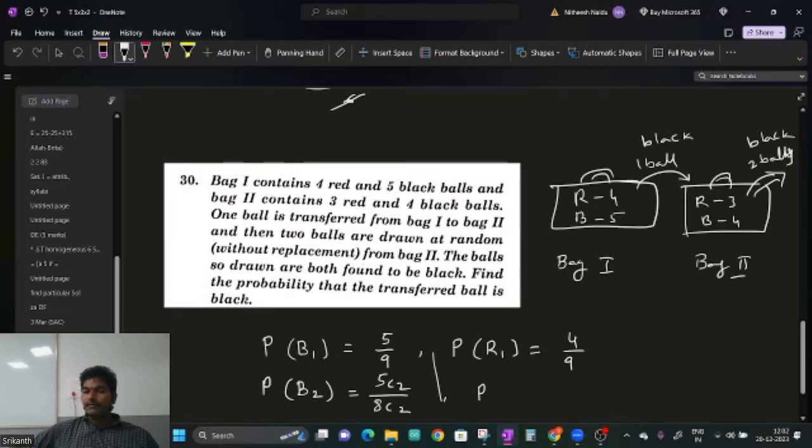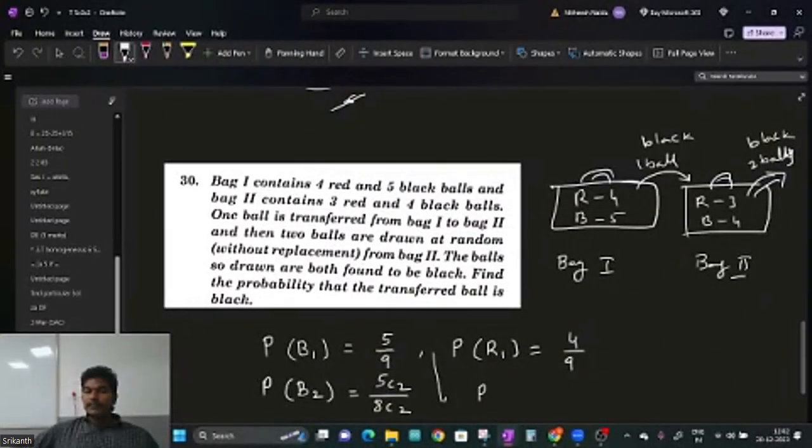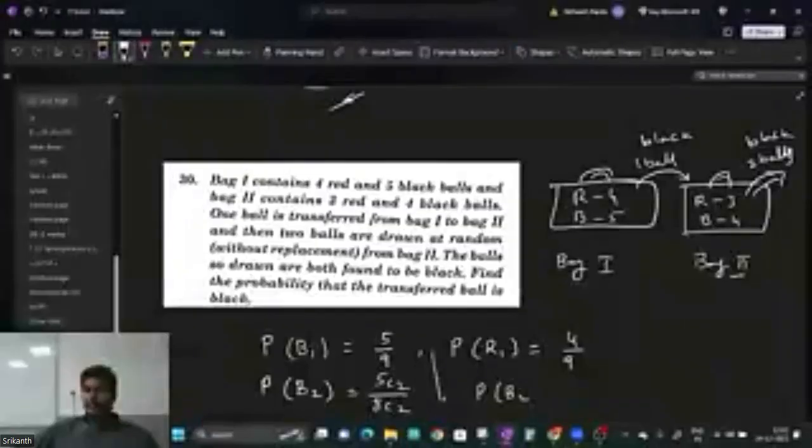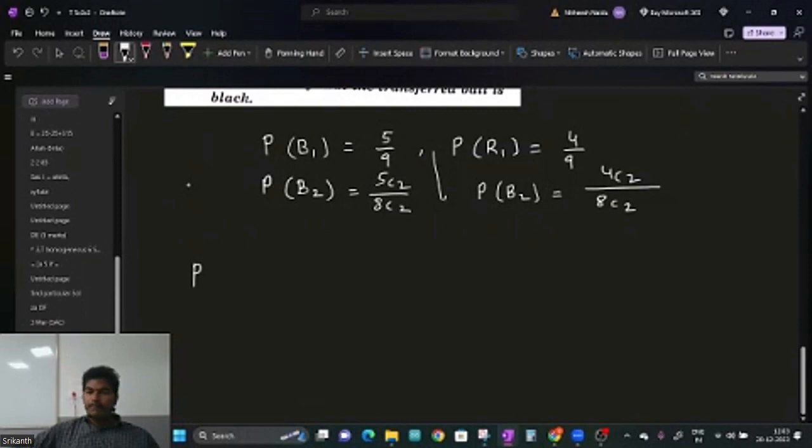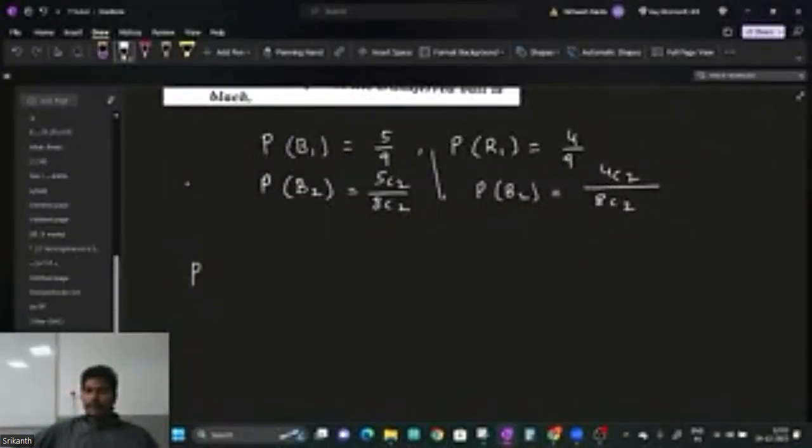This is the correct answer. And a red ball is transferred. In this case also, we have to draw black balls from the second situation. Again 8C2 situations, but the numerator will be 4C2 only. The first drawn here, black balls are 4 available because you are transferring a red ball in this situation. Okay, understood? Now, the required probability, let it be A.